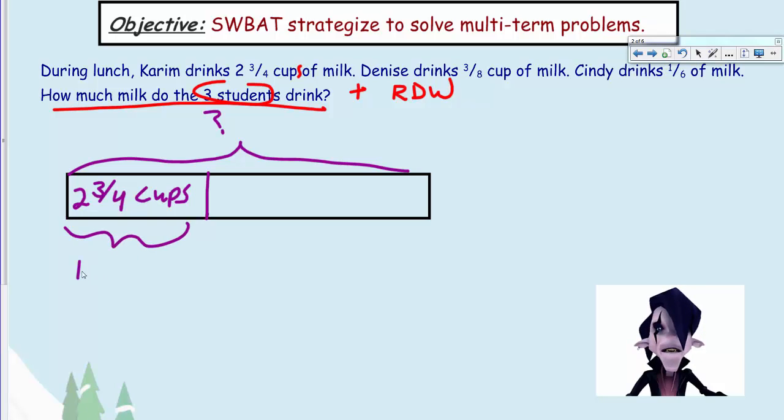Make it easy there. And his name, by the way, is spelled K-A-R-I-M. I am always amazed how often names are misspelled in the classroom.